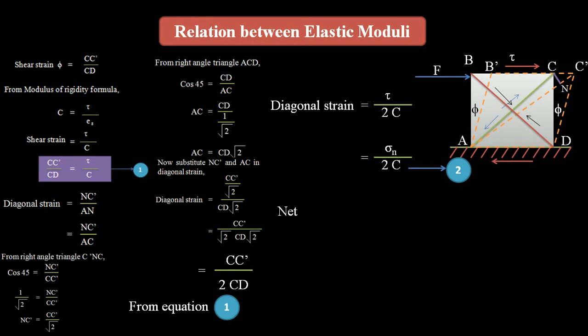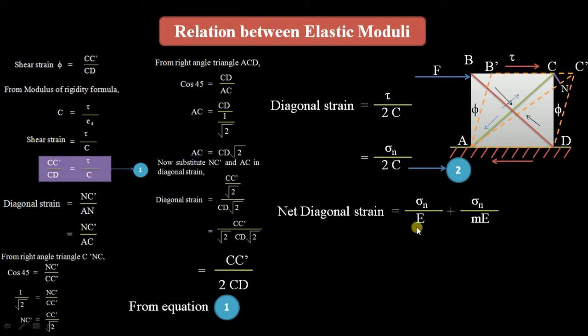Now next, go for another form of writing the net diagonal strain. Another form of writing the diagonal strain is by considering linear strain and lateral strain. For linear strain, from the equation of Young's modulus of elasticity, we can write sigma n by E, plus, by considering the lateral strain, sigma n by mE. So these two terms are written by considering the linear strain and lateral strain.